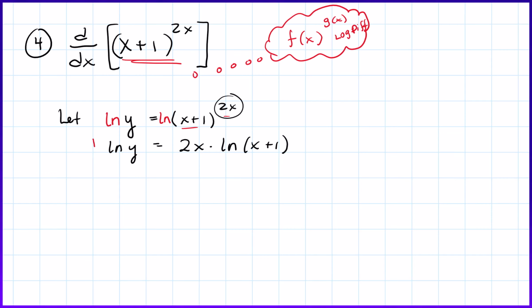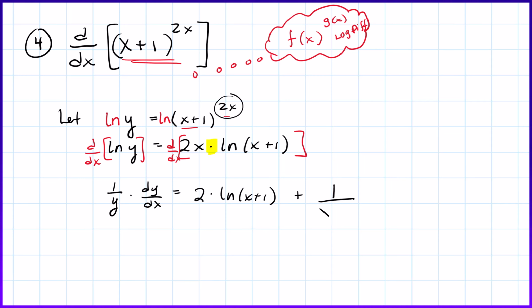Now I'm going to take the derivative of both sides implicitly, because we now have the natural log of y. When we're using this logarithmic differentiation, if all we introduce is a log, then on the left side with this natural log of y, we will always get 1 over y times the derivative of y, dy dx, or we could write y prime. Then on the right side, we have a product. So again, with the product rule, the derivative of 2x is 2, times the natural log of x plus 1, plus 1 over x plus 1, technically times 1, the derivative of the inside, times 2x.